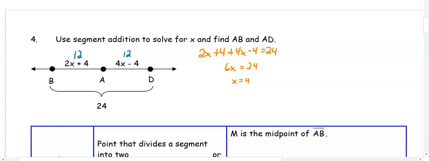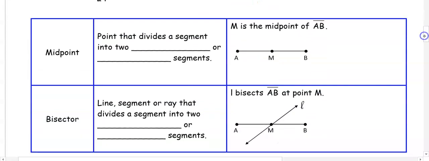Now, if we notice the whole length is 24, each part is 12, which means that A is a midpoint because these two segments are congruent, which leads into our next topic here. So, midpoint. A midpoint is a point that divides a segment into two halves or congruent segments. So if M is the midpoint, that means it's halfway between A and B, making AM and BM congruent to each other.